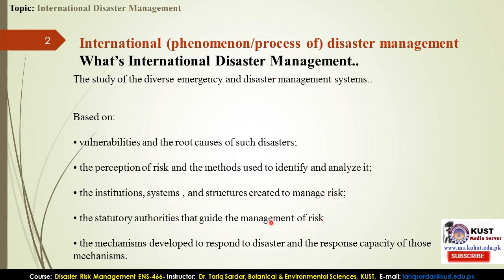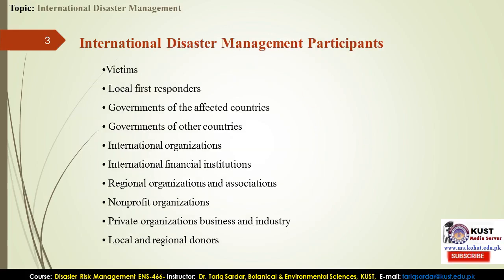Up next are the mechanisms developed to respond to disasters and the response capacity of those mechanisms. So overall, these are the basis for the study of diverse emergency disaster management systems. All of these come under the umbrella of the disaster management system at the international level. If we implement these factors, we will know all of these for international disaster management. Up next, we will study an important aspect: what are the international disaster management participants? So here we will elaborate one by one.